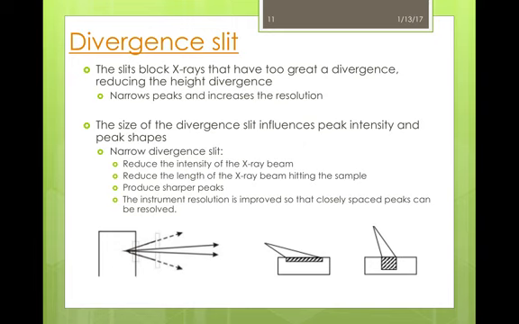The divergent slit is used to block X-rays that have too great of a divergence. By reducing the spread of the beam, which is known as the height divergence, the resolution of the output is significantly increased. The divergent slit comes in a variety of sizes, which affect the peak intensity and the shape of the output. For example, a narrow divergent slit will reduce the intensity of the beam, the length of the X-ray beam, produce sharper peaks, and allow for greater resolution than a wider divergent slit would.